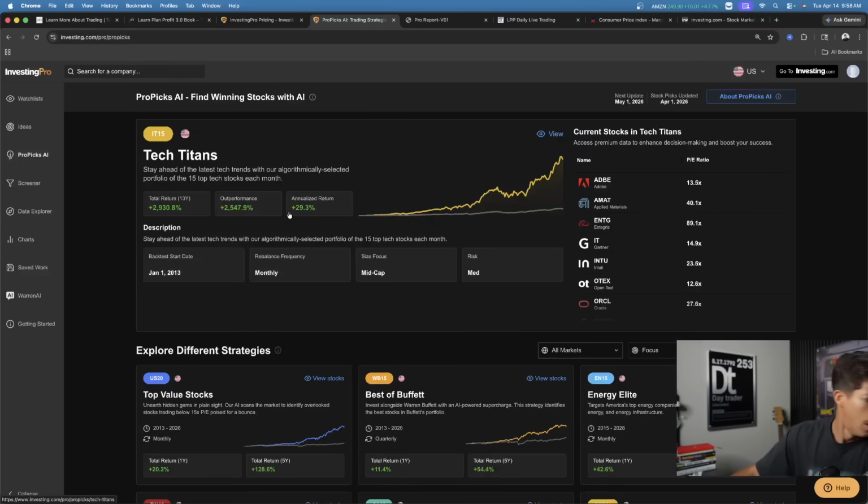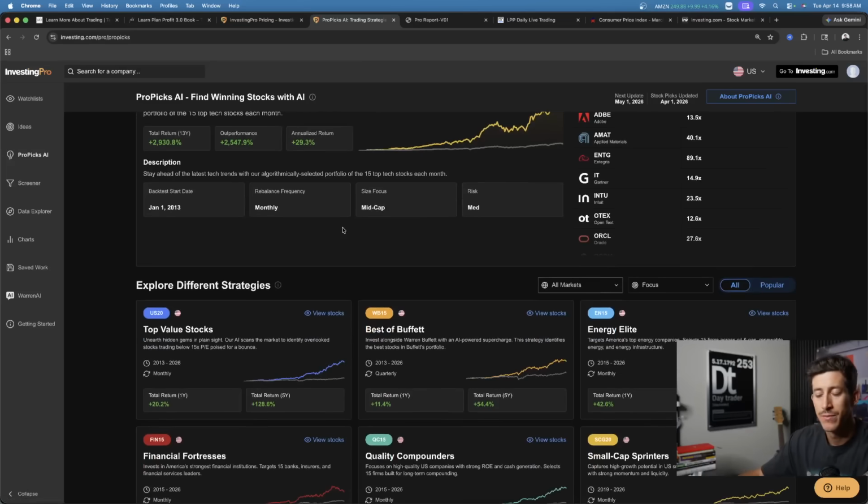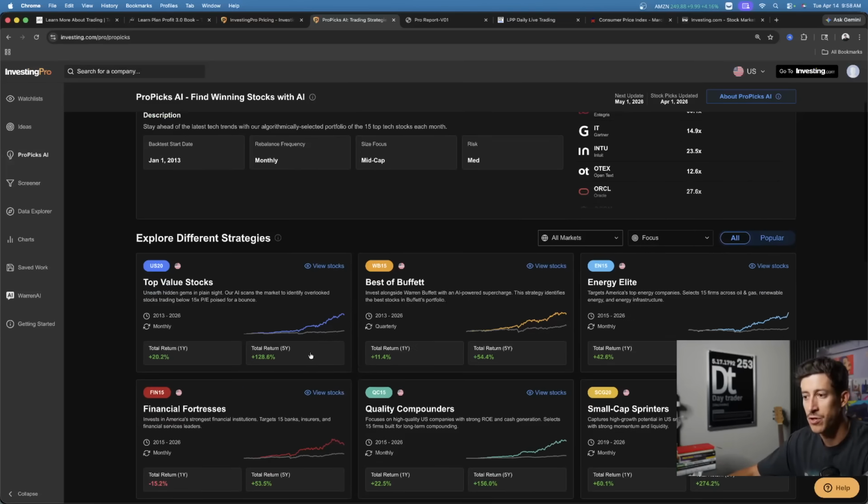ProPix AI. Again, being able to become aware of different areas in the market that are currently thriving or maybe lacking, and then their overall return for the past year and the past 5 years. That's the ProPix AI. Again, not something that I personally use very often, but if you are someone that does want to discover more, then I believe that's where the ProPix AI would be of value for you.